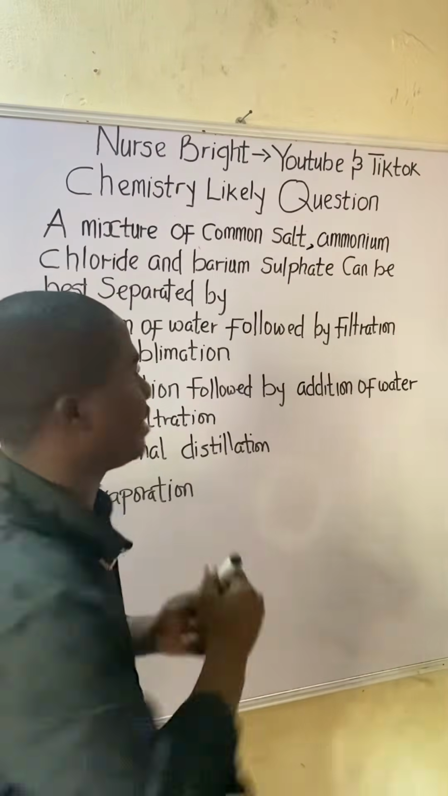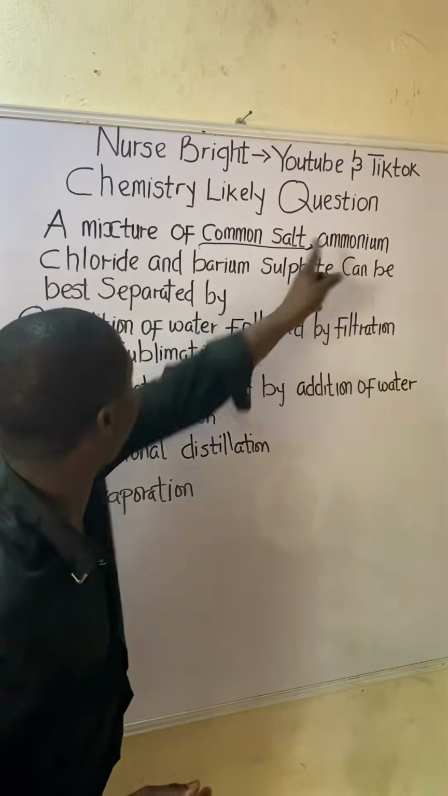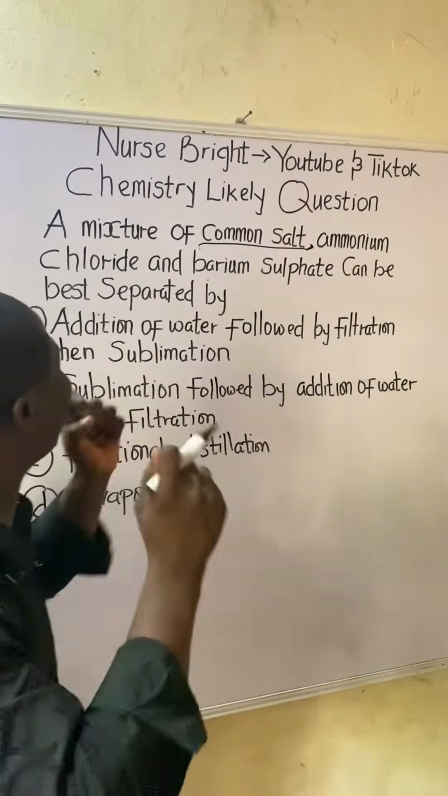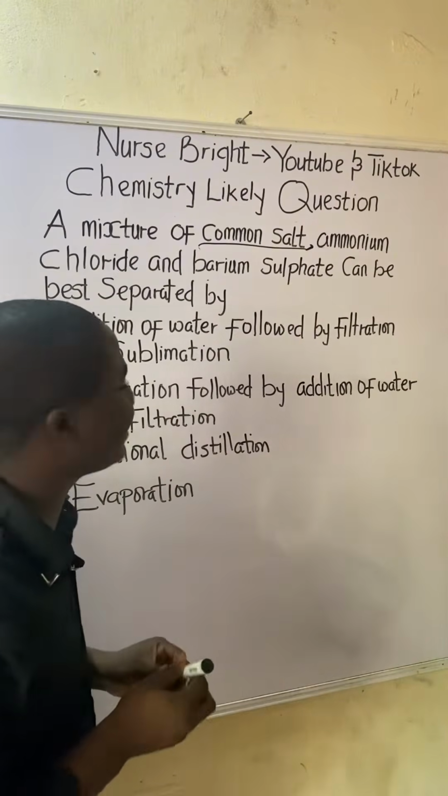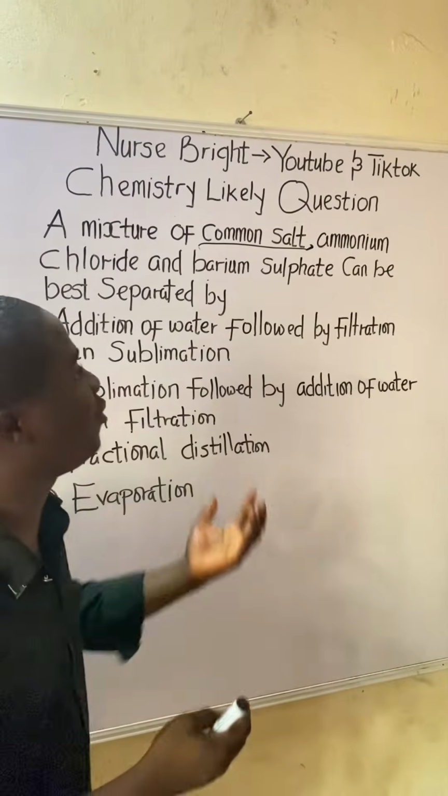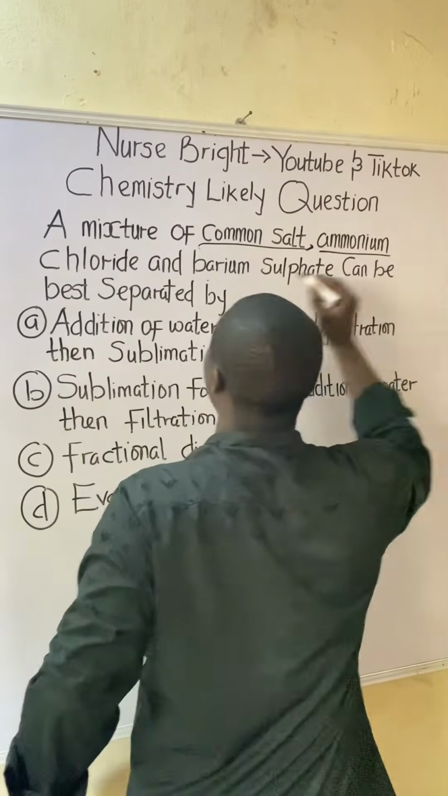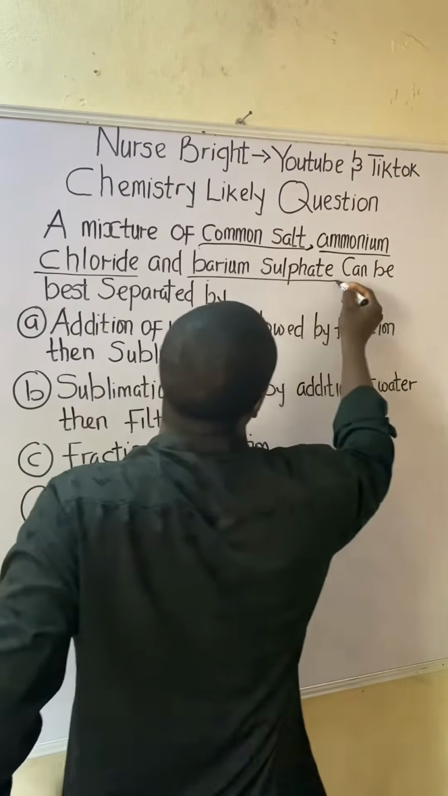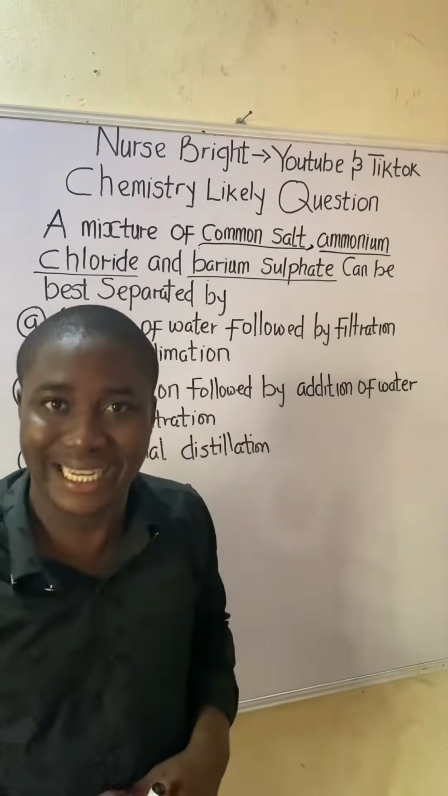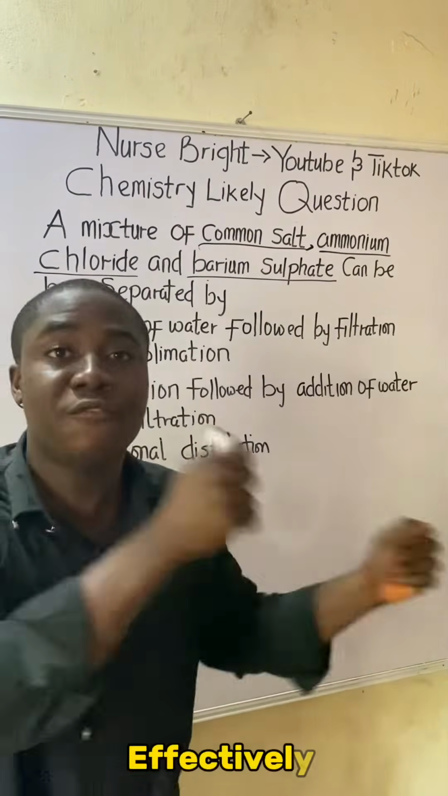We'll take note of this. A mixture of common salt, ammonium chloride and barium sulfate can be best separated by, so they gave us different separation techniques to be used to separate these mixtures together. So there are three. We have common salt, ammonium chloride, and lastly barium sulfate. So which of these separation techniques can actually be used to separate these substances effectively?